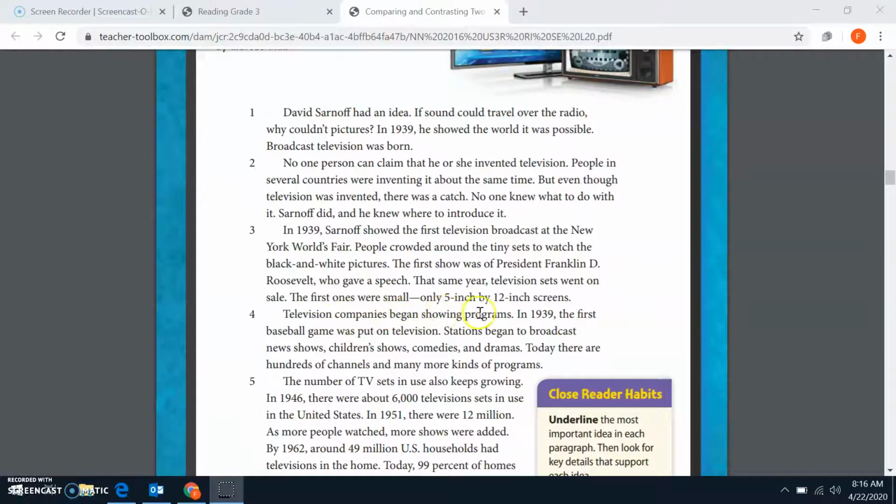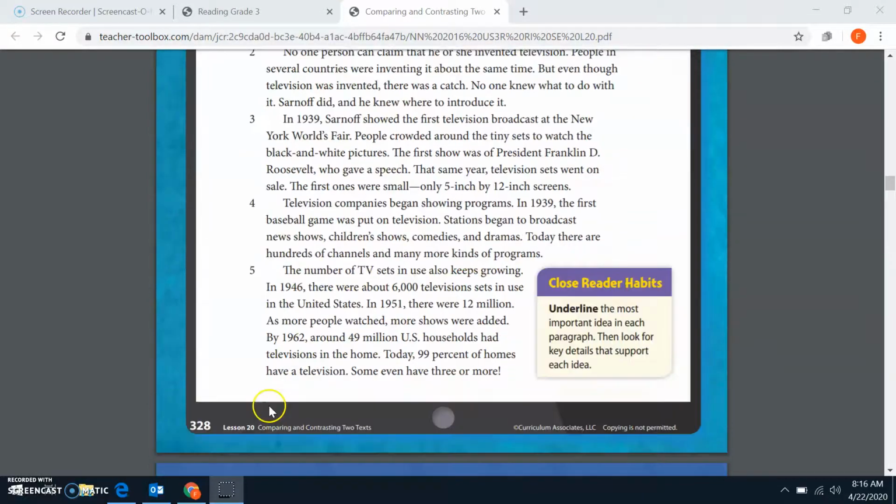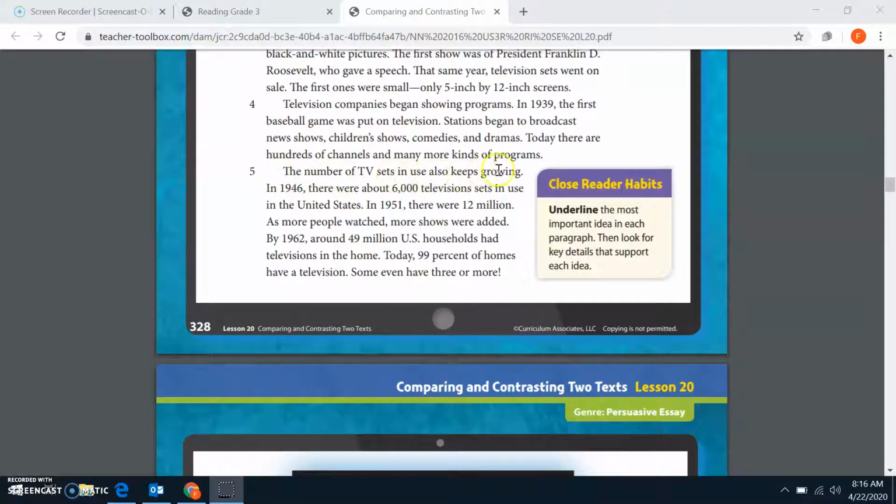Television companies began showing programs. In 1939, the first baseball game was put on television. Stations began to broadcast news shows, children's shows, comedies, and dramas. Today, there are hundreds of channels and many more kinds of programs. The number of TV sets in use also keeps growing. In 1946, there were about 6,000 television sets in use in the United States. In 1951, there were 12 million. As more people watched, more shows were added. By 1962, around 49 million U.S. households had televisions in the home. Today, 99% of homes have a television. Some even have 3 or more.